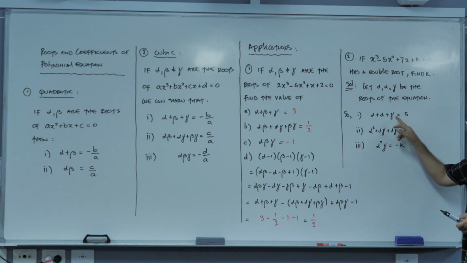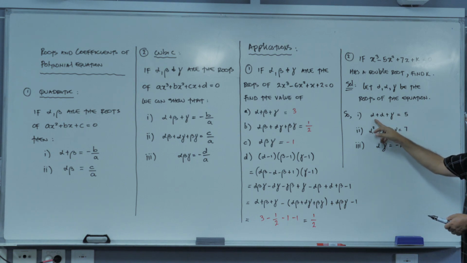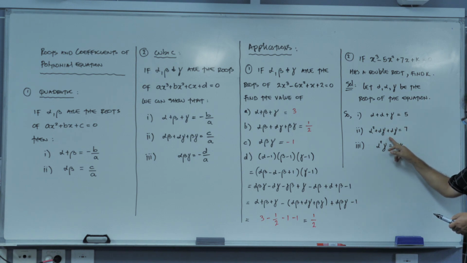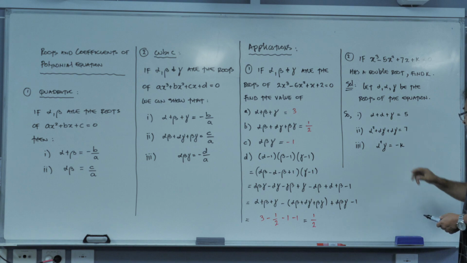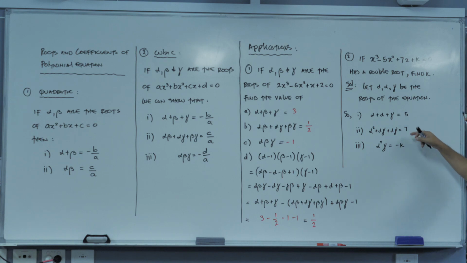We can make, for example, alpha the subject and substitute it in here, okay? And see what happens. And then substitute in here, and then you're going to be able to find the answer for gamma. All right, I'm going to simplify this equation.